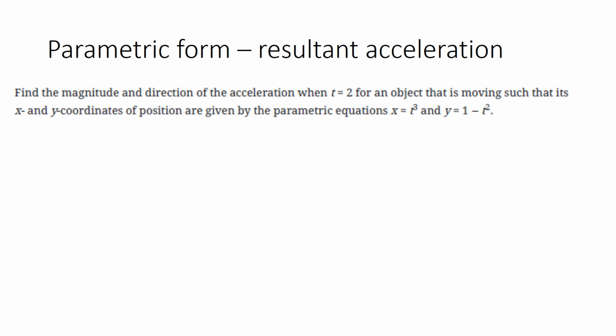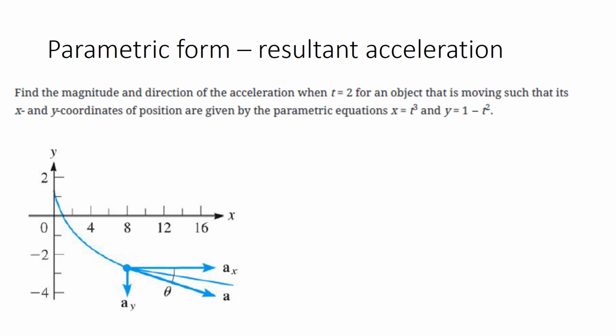Let's take a look at it in a formula. I want to find the magnitude and direction of acceleration at time equals 2 seconds for some object that's moving through space such that its x-coordinate is t cubed and the y-coordinate is 1 minus t squared. So I know that because I want acceleration, I'm going to have to take the derivative twice, or take the second derivative. So here's that curve once again, and I want to find the acceleration now at that point in time.